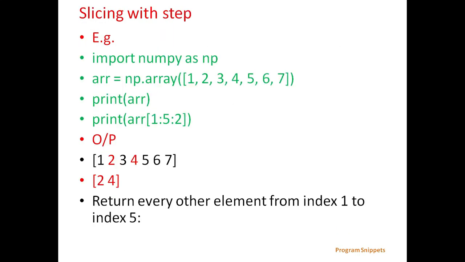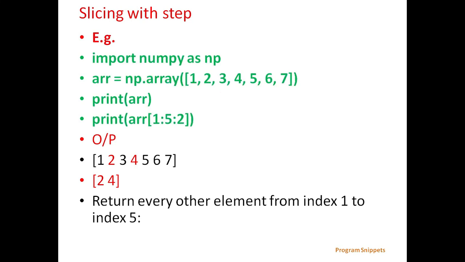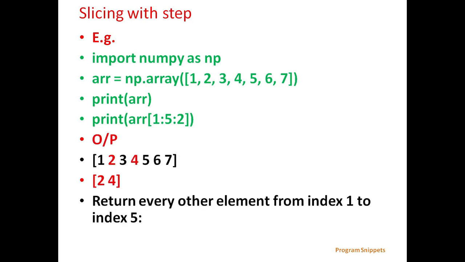Next we will see slicing with step. Here we will print array with 1:5 colon 2. So it will give the output 2 and 4. That is, it will return every other element from index 1 to index 5.